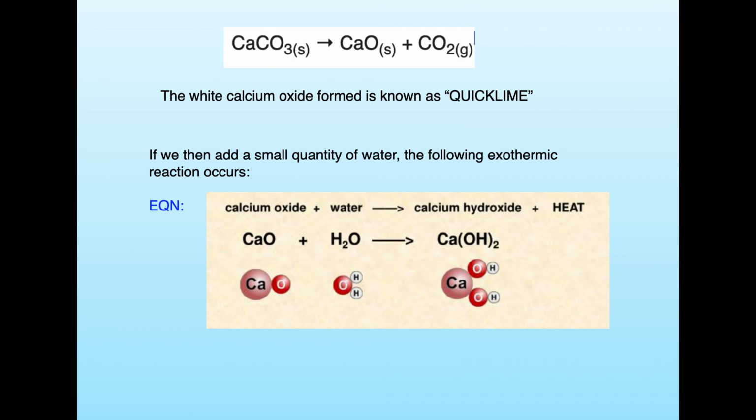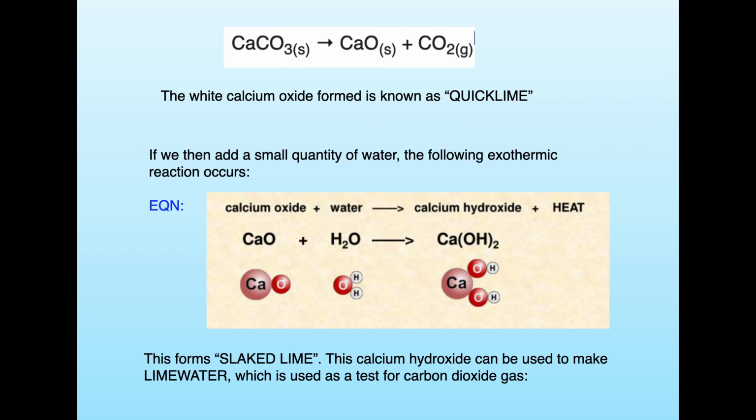When you add a little bit of water, the water adds to the calcium oxide to form calcium hydroxide. Calcium hydroxide is Ca(OH)2. This is an exothermic process. I don't like this plus heat. It should be delta H is negative. It's an exothermic process. This forms something called slaked lime. Okay, and slaked lime is calcium hydroxide.